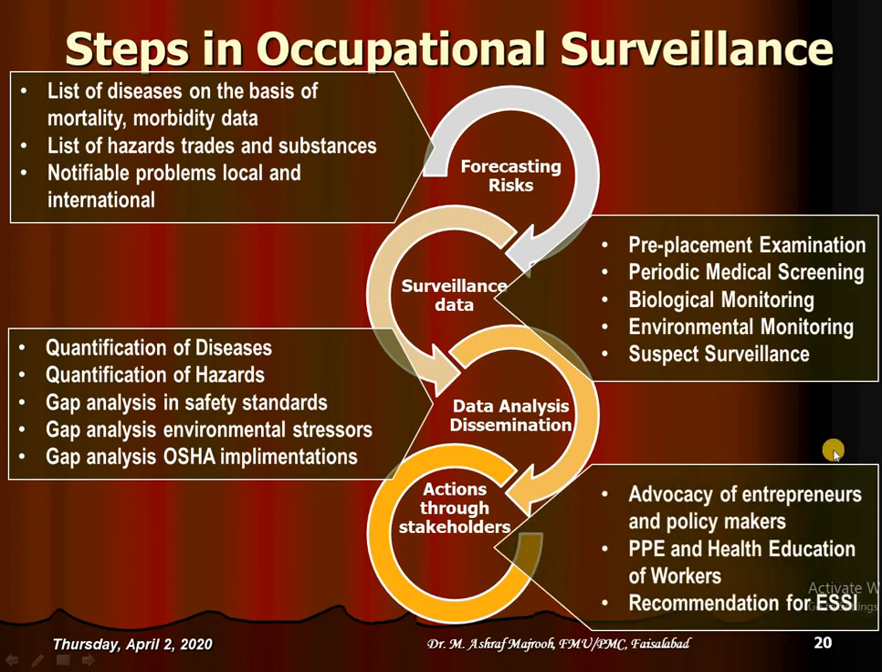Then the actions: advocacy to entrepreneurs and the policymakers on the basis of the evidence generated through the surveillance. Then personal protection equipment and health education, awareness of the workers, then recommendation for employee social security institutions. So these are the four steps in occupational surveillance.